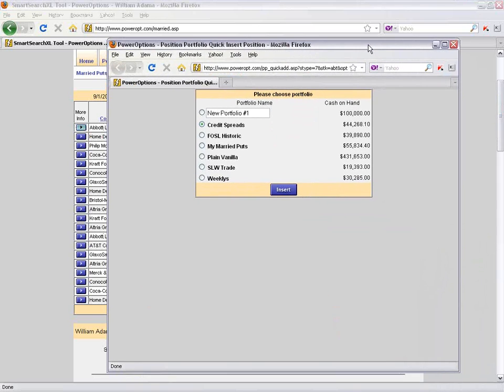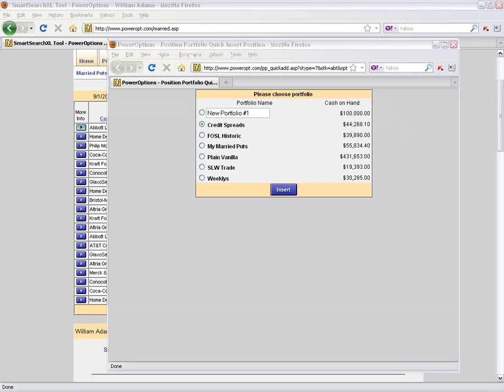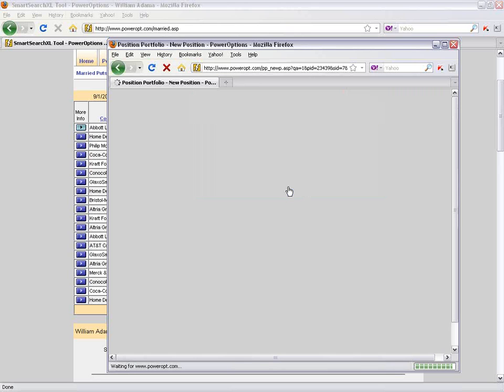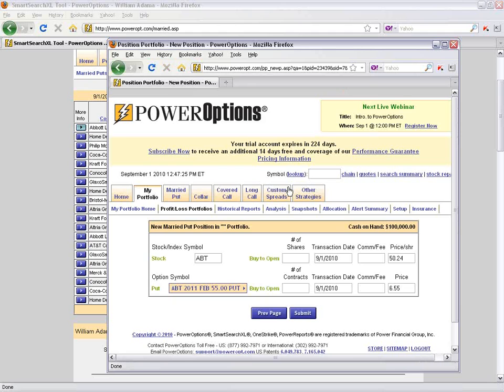Now, if this is the first time that you're using the portfolio tools, the only choice that you'll see when you select Add to Portfolio is the new portfolio selection with a basic starting point of $100,000. You can change that later, and you put in a name for your portfolio, such as My Married Puts or Married Puts Positions, for example. But what we're going to do is actually put this into an existing portfolio I have called My Married Puts, and I'll just click Insert, and all of the information is going to be copied over for me.